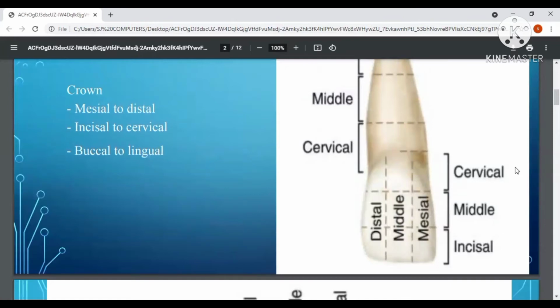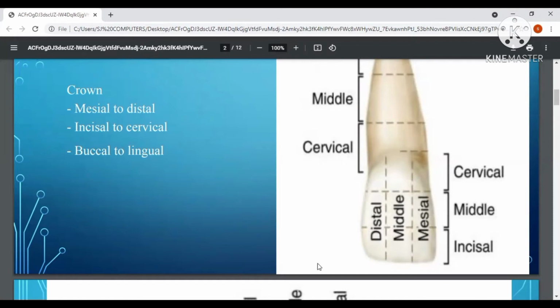Okay. Here we have a crown and a root as shown in this picture. This is the labial aspect of the tooth, that is facing towards the lips, right? So if we divide the crown from the mesial to distal direction, it is divided as mesial third, that is towards the mesial surface. Then we have the middle third. Then we have the distal third, that would be towards the distal side, right?